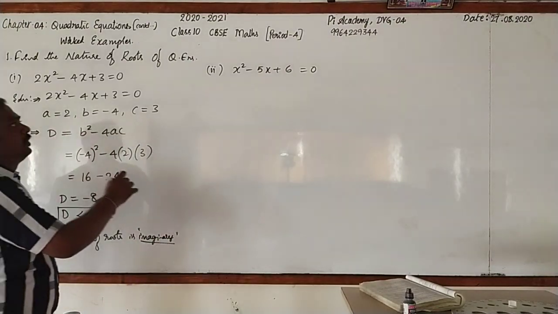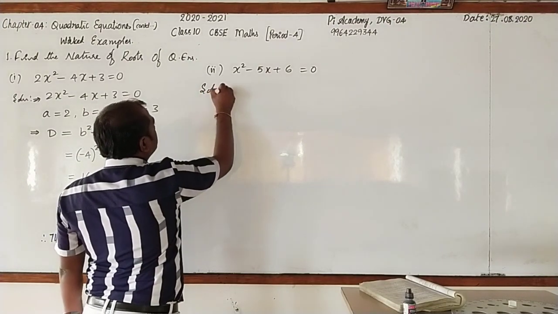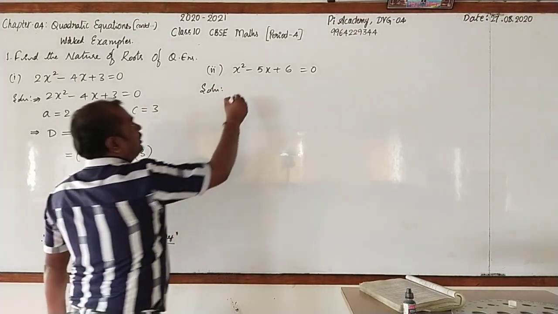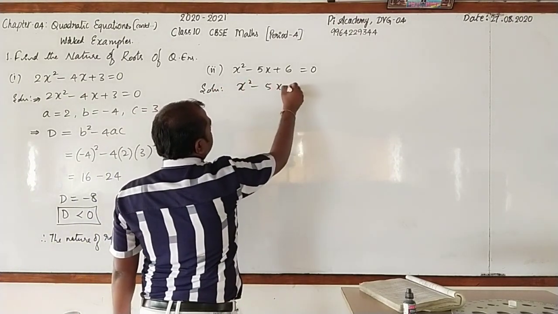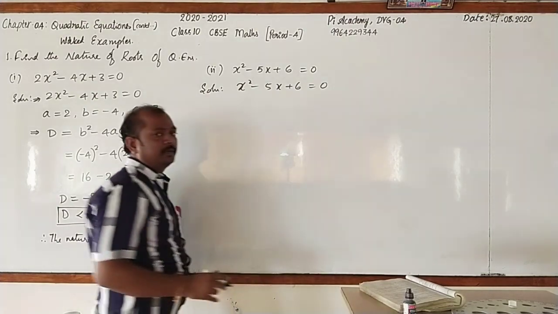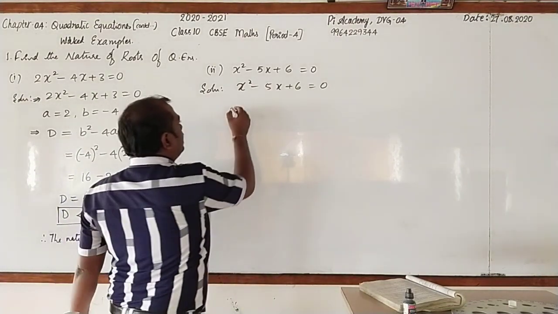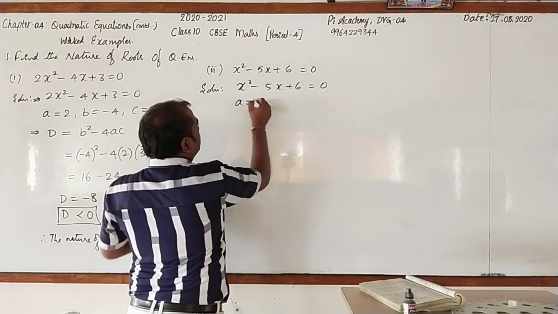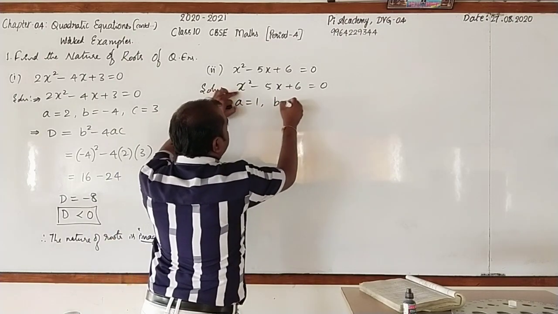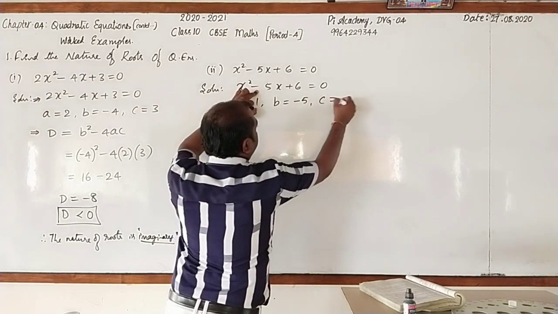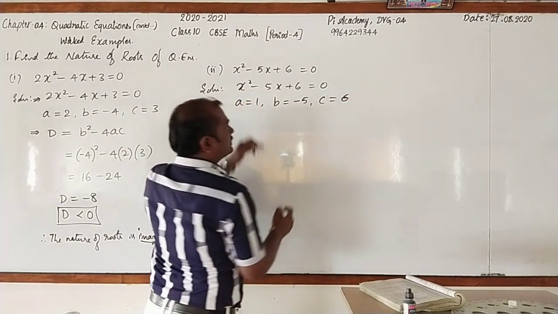Now, we will move on to this one. Observe. Don't copy. Just keep observing. x square minus 5x plus 6 is equal to 0 is the given equation, a quadratic equation, and also in standard form. Write the coefficients. In place of a, 1 is there. In place of b, minus 5. And in place of c, plus 6 is there.